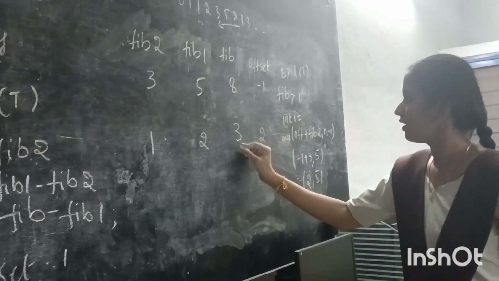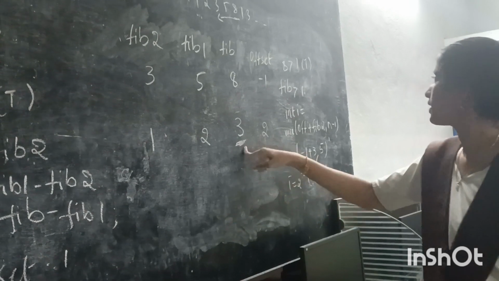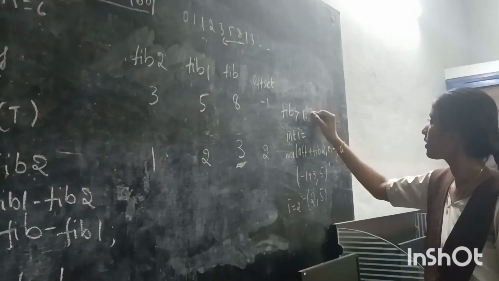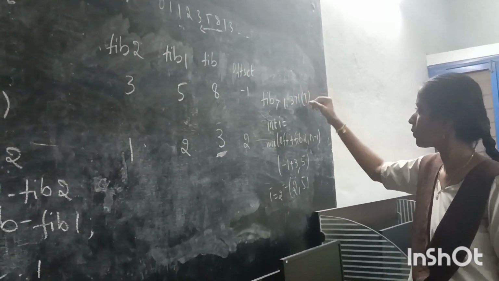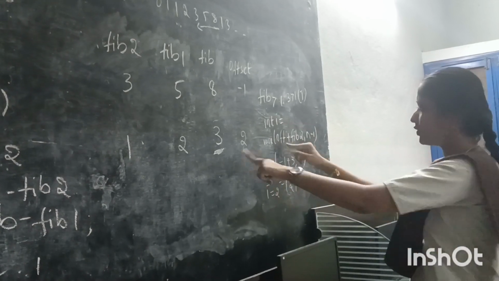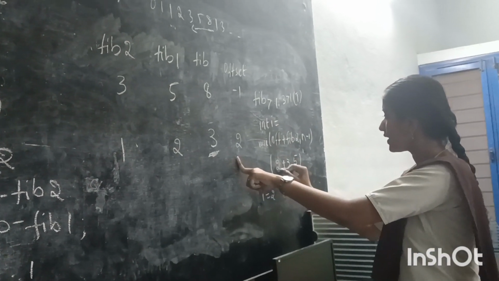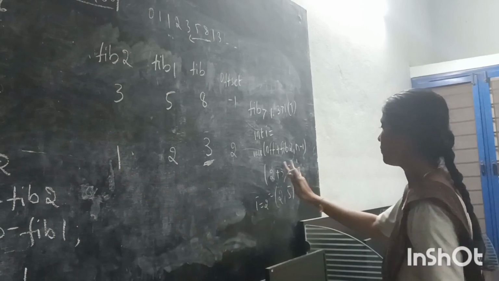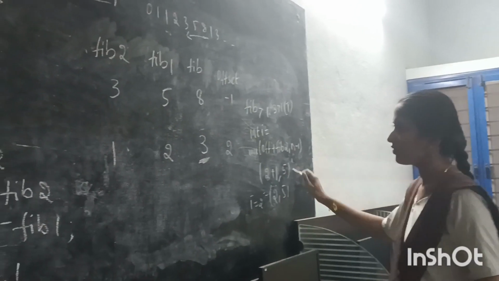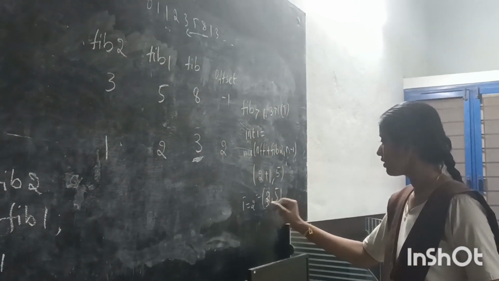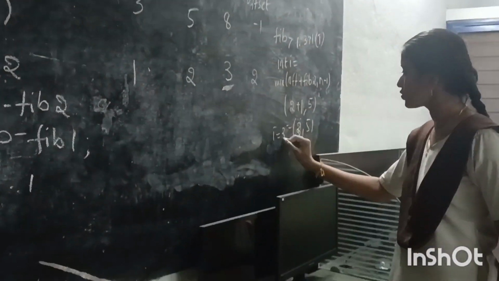Let us consider, the loop will be iterated. 3 greater than 1, condition will be true. Now int I, offset value is 2. 2 plus Fib2 value 1, n minus 1 means 5. 2 plus 1 is 3, 3 comma 5. Now I value equals 3.